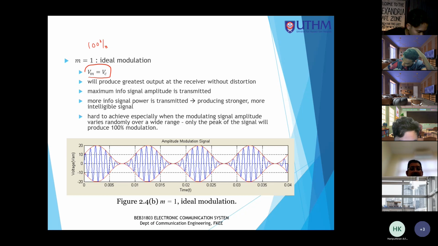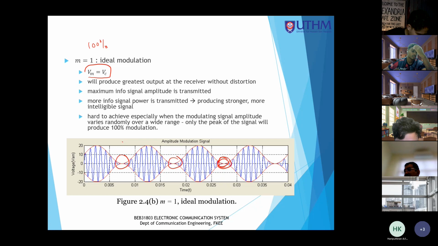So ini adalah berkenaan dengan ideal modulation, dan dia punya bentuk lakaran gelombangnya adalah seperti ini. You lihat di sini perbezaannya di sini. So this is the peak, the ripple of the wave dia bercantum di sini. Okay, so this is ideal modulation. So ideal modulation seperti inilah dia bercantum seperti ini.